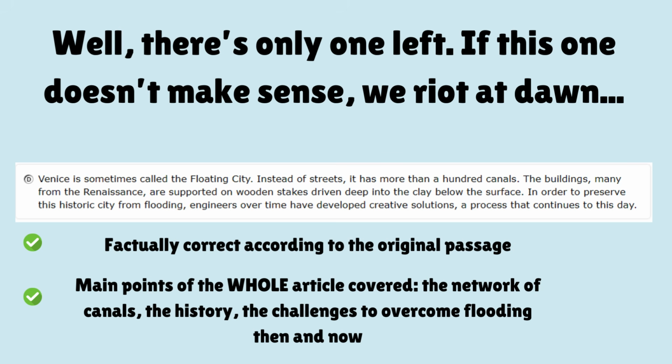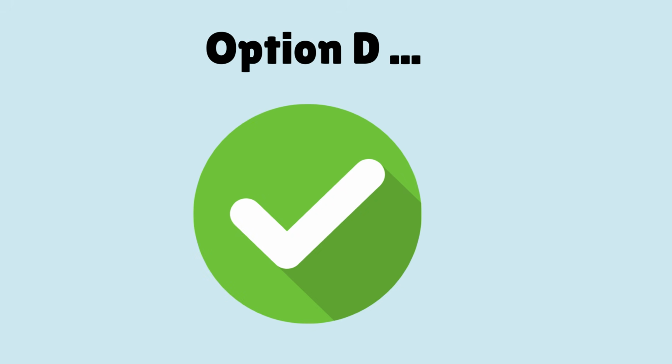Okay, well, we have learned two things from this exercise and these summary questions, that they will give us factually incorrect information in some of the answer choices, and that they will give us answer choices that do not cover all of the main points of the article. But in this case, all of the information listed in D is factually correct according to the original passage. Nothing contradicts. And the main points of the whole article are covered. The network of canals, main point, the history, main point, and the challenges in the more modern day to overcome flooding, both then and now. Main point, main point, main point. It checks out. Option D is correct.